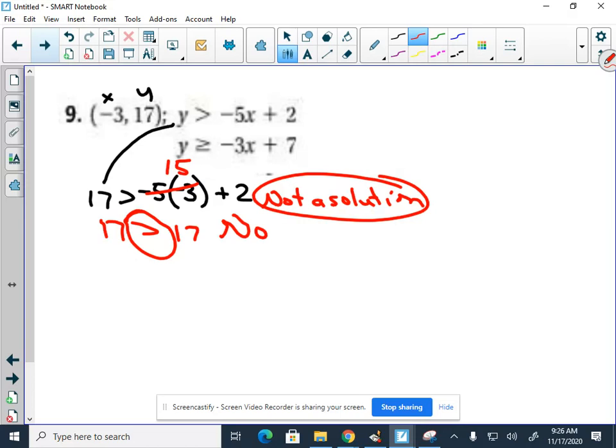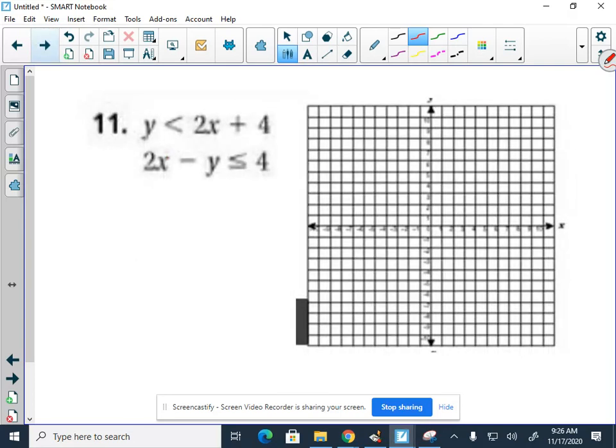Only one left. Okay, but now we're going to go down to the bottom, and we're going to graph number 11. So, number 11, y is less than 2x plus 4. M would be 2 over 1. B would be 4. So I'm going to go up 4, put a dot. Then I'm going to go up 2 over 1, up 2 over 1. I can go down 2, back 1, down 2, back 1. I can put all these dots in a line.